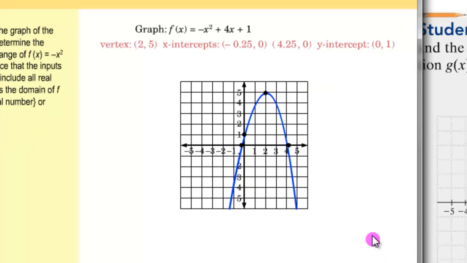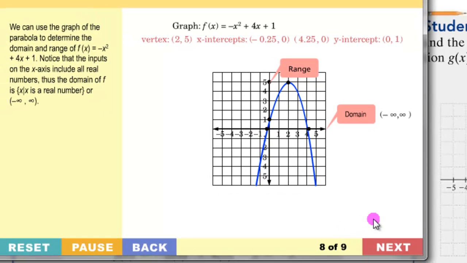We can use the graph of the parabola to determine the domain and range of f of x equals negative x squared plus 4x plus 1. Notice that the inputs on the x-axis include all real numbers. Thus, the domain of f is x such that x is a real number, or negative infinity to infinity.